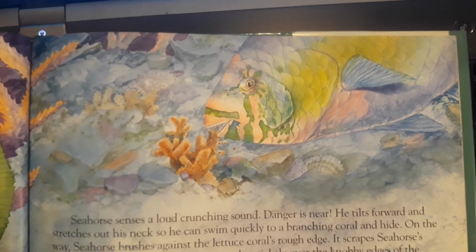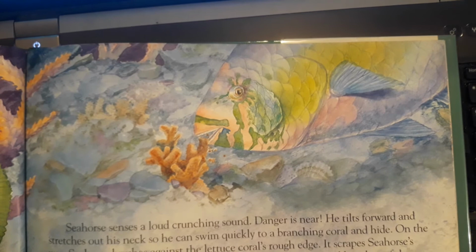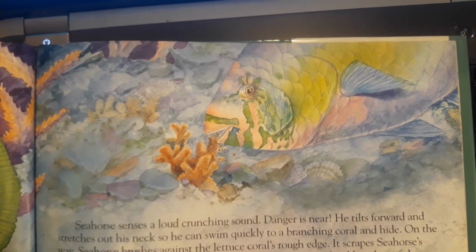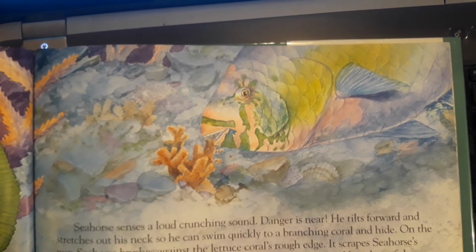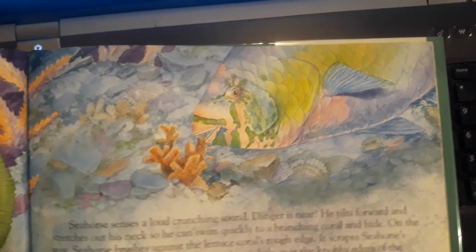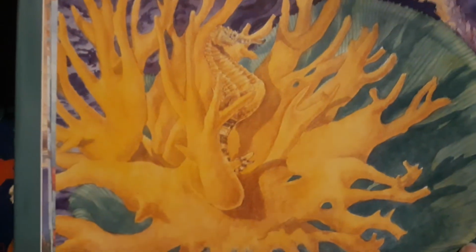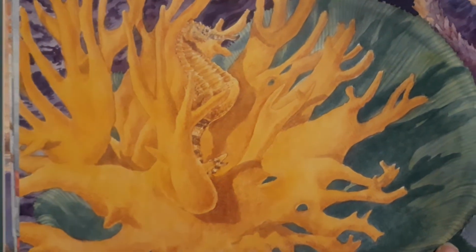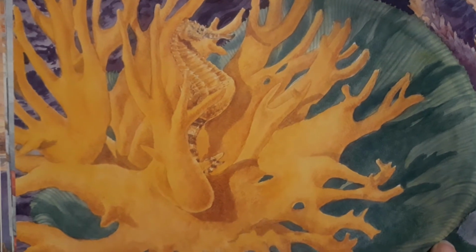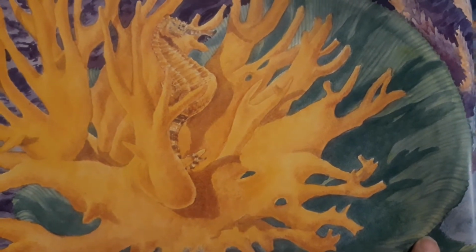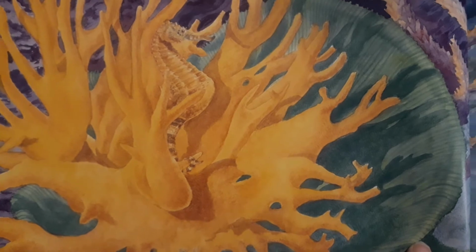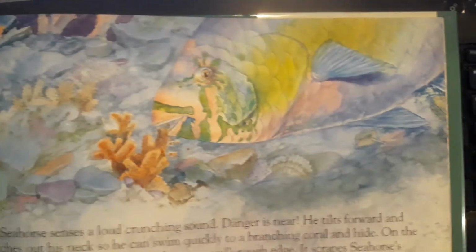Seahorse senses a loud crunching sound. Danger is near. He tilts forward and stretches out his neck so he can swim quickly to a branching coral and hide. Can you see how he's adapted to this? He's camouflaged. And that's something that animals in the ocean will often do. They will camouflage themselves so they can hide from predators like this.